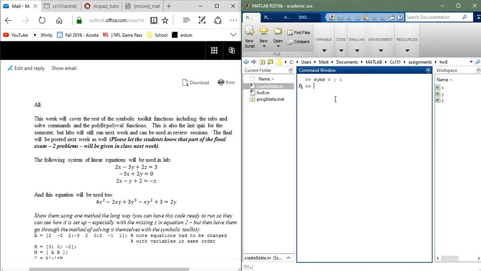Syms x, y, z. Equation 1 is equal to 2 times x minus 3 times y plus 2 times z minus 3. Equation 2 is equal to negative 3 times x plus 2 times y. Equation 3 is equal to 2 times x minus 1 plus 2 plus z. I can say x, y, and z is equal to solve EQ1, EQ2, EQ3.